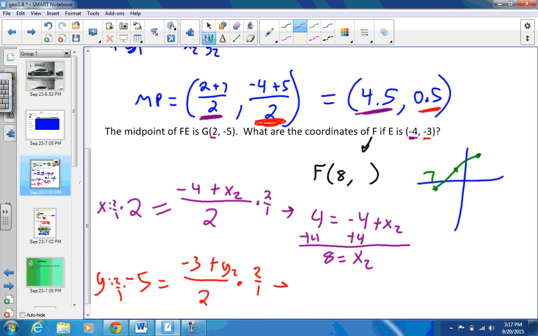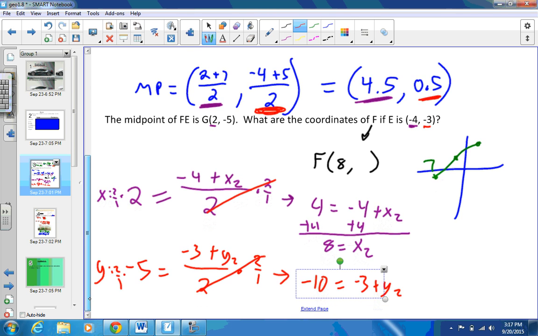And bring that over here. Because, and again, this cancels out with that. That's why we do that. So we have negative 10 equals negative 3 plus y2. Here we'll have to add 3 to both sides, and get y2 equals negative 10 plus, that's going to be negative 7. So our y value is negative 7.